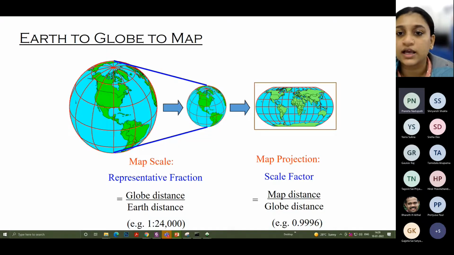Now next we can see, when we talk about the globe distance with respect to the Earth distance, what is the representative factor of the globe? We can see it is a 1:24,000 scale. Similarly, when the globe is projected as a map on a flatter surface, the map projection scale factor is 0.9996. This is in reference to the distance on the map or globe with respect to the distance on the ground.